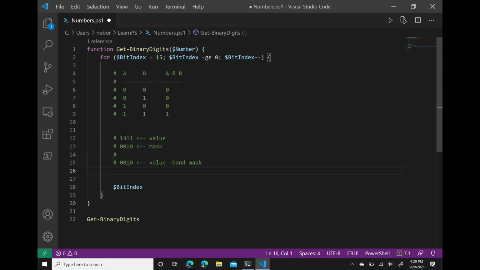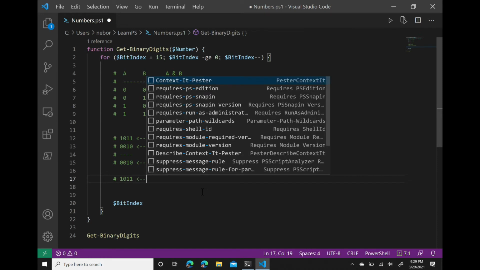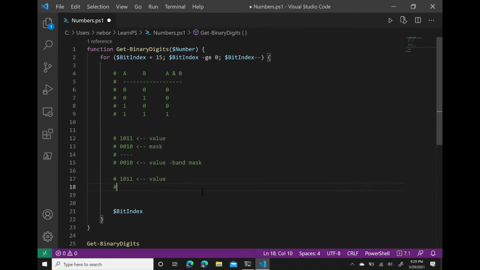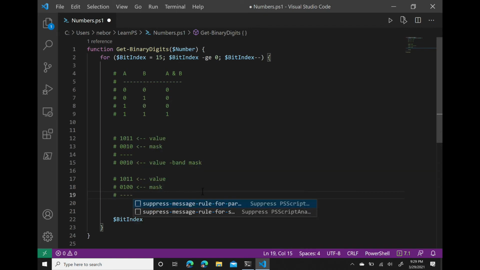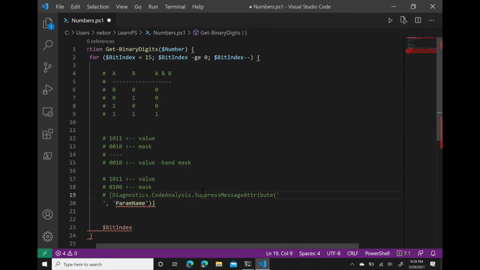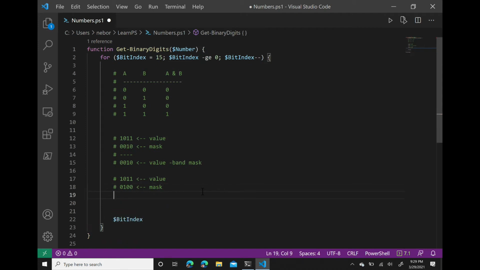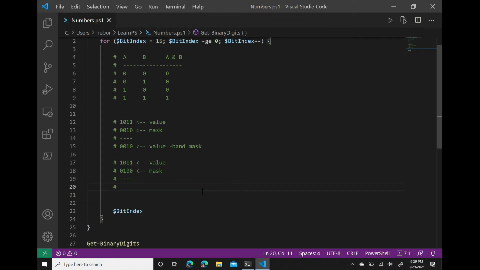So let's say we want to test the next position over. Let's look at, again, we have 1, 0, 1, 1 is the value. And we have 0, 1, 0, 0 is the mask. Oops, that's weird. Why did that happen? Sometimes the editor is trying to cleverly suggest something to me.